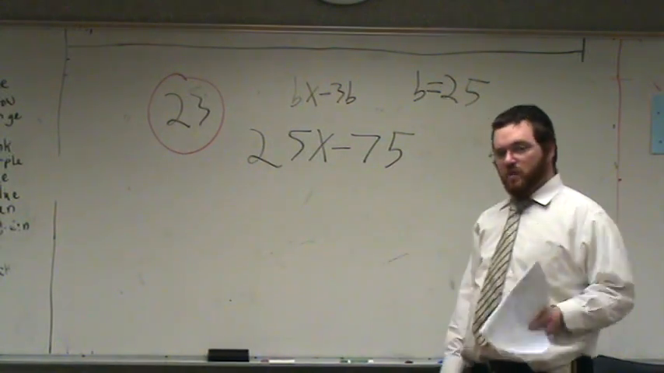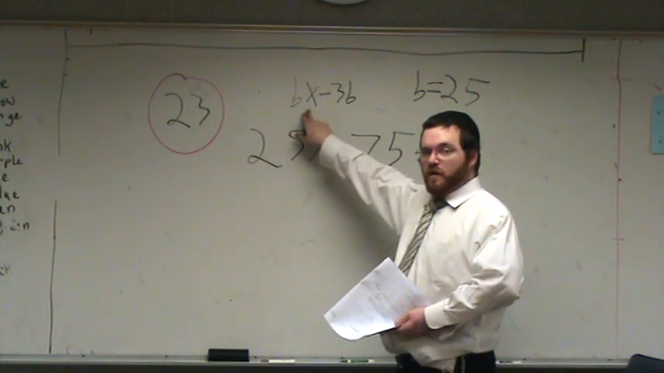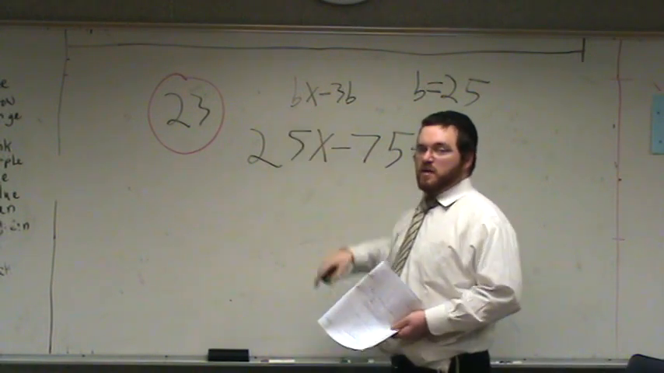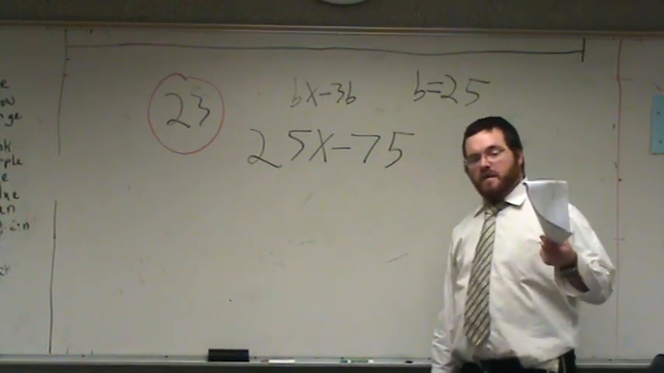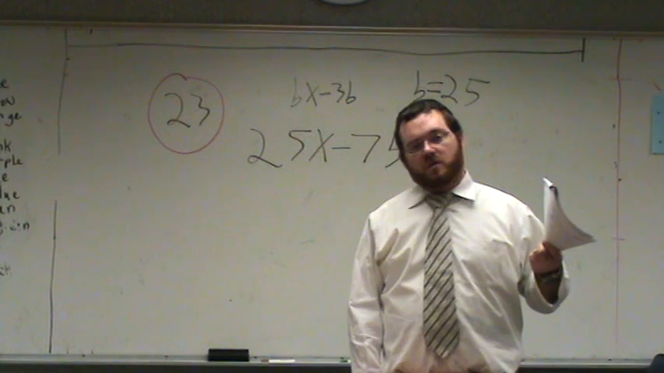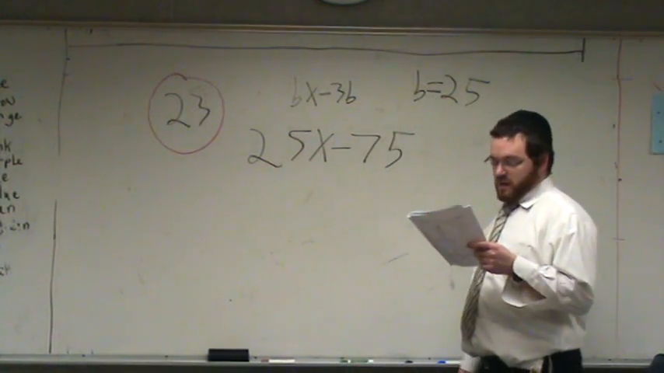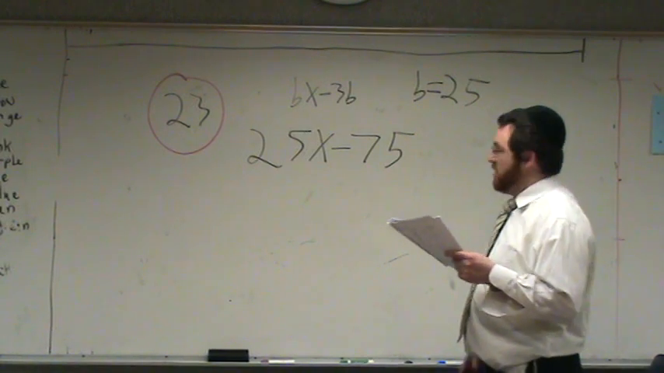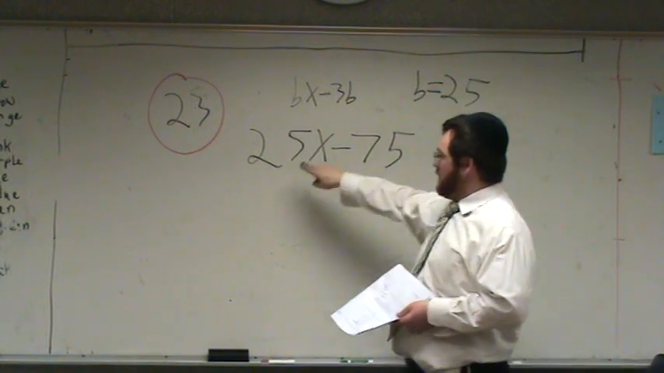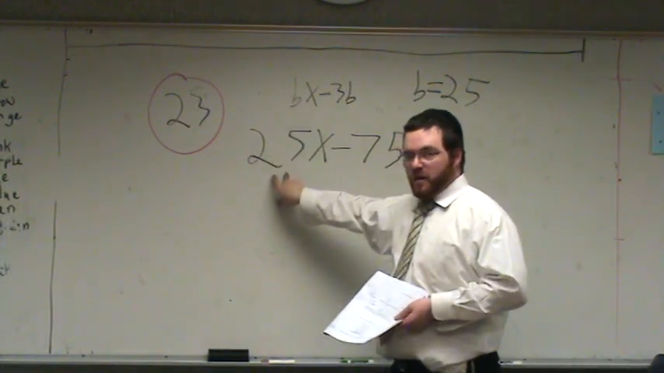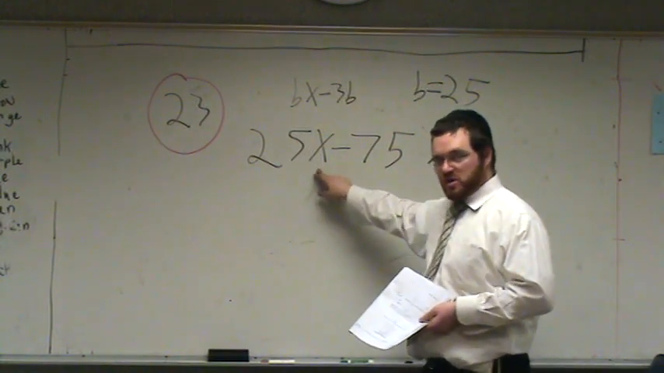B represents one box, and X represents how many of those boxes. That will equal the total amount of pencils he bought, and B will represent the amount of pencils in each box. Now, he bought X amount of boxes. Each one holds 25 pencils. So B equals 25. So just put 25 in place of B. 25 pencils for each box times the amount of boxes. This is the total.